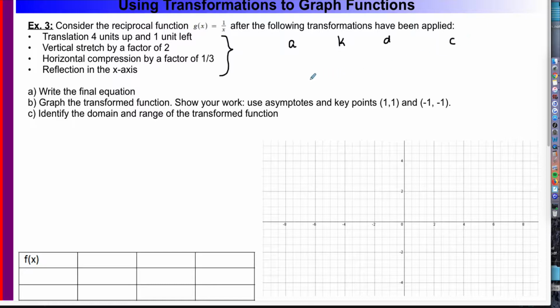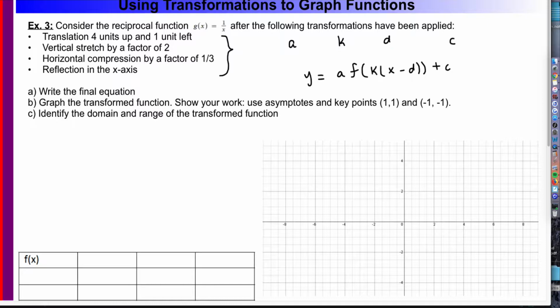If you remember back to our standard equation, the A represents the vertical stretch, compression, reflection, and then we've got the K value, which is always next to the X, which represents the horizontal stretch, compression, reflection, and then we've got the X minus D and plus C at the end.